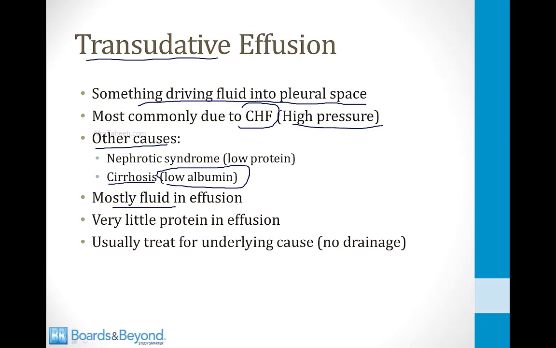There's relatively little protein because the capillary membrane is intact, and it keeps proteins inside the capillary, so there's not that much in the effusion. This will be important later when we talk about diagnosis. So mostly fluid in the effusion, very little protein in the effusion. And usually you treat these by treating the underlying cause. You don't usually drain these, but you treat the heart failure, treat the nephrotic syndrome, treat the cirrhosis.